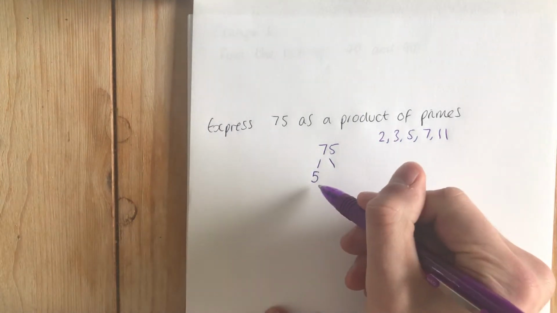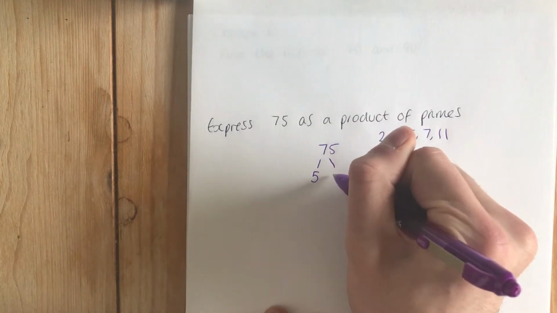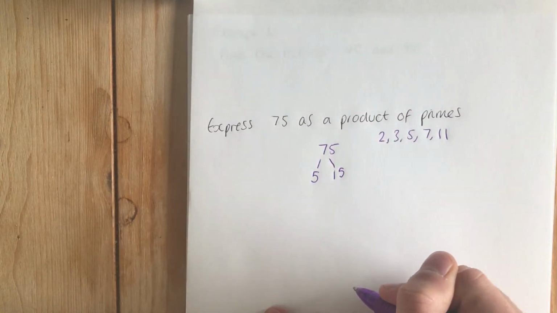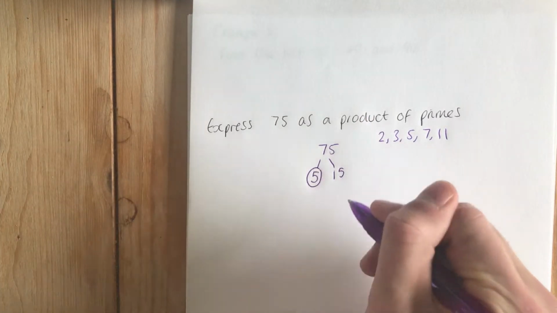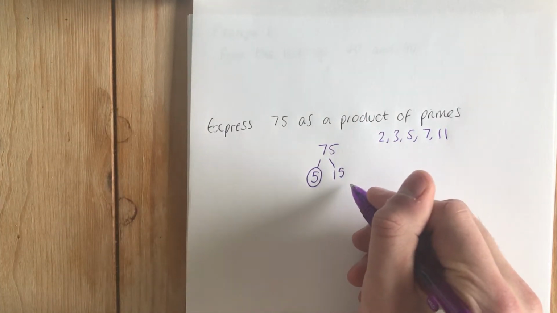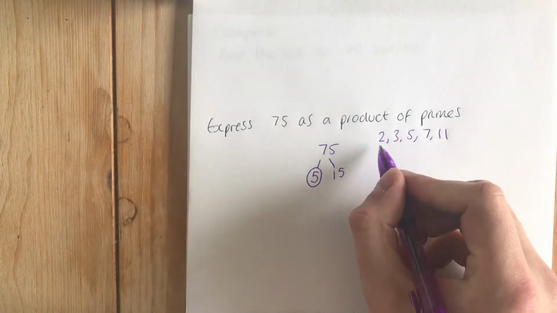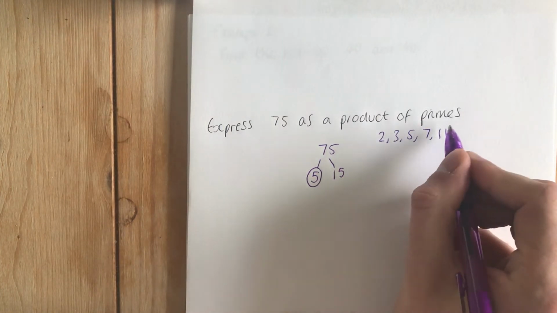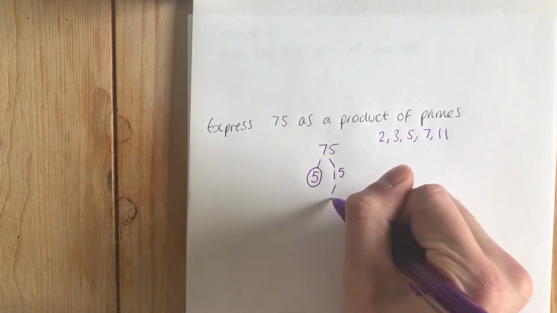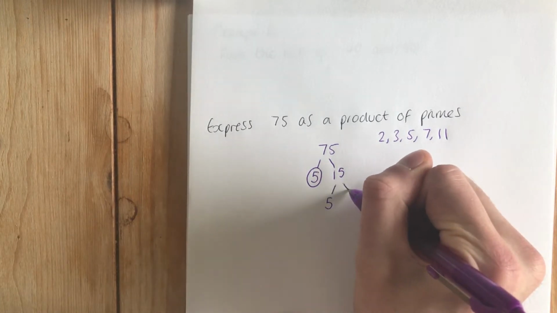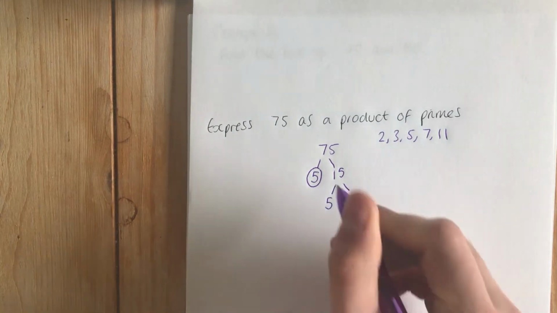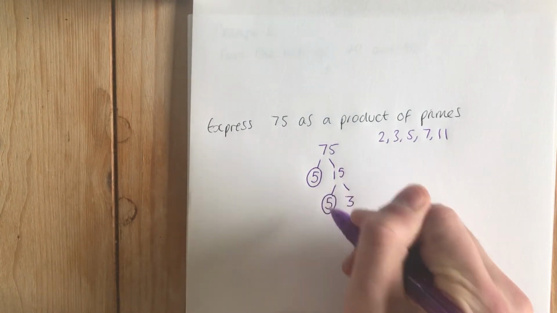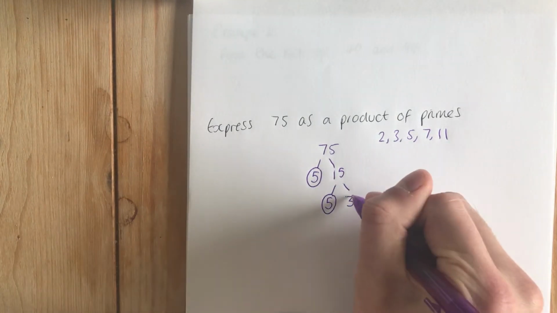And I want to know how many 5s go into 75. And the answer is 15. Now 5 is prime, so I circle it. 15 is not prime, so I don't circle it. I want to know which of those prime numbers go into 15. I know that 5 goes into 15. And how many 5s go into 15? Well, it's 3. So I circle the 5, because that's prime. The 3 is also prime, so I circle that.